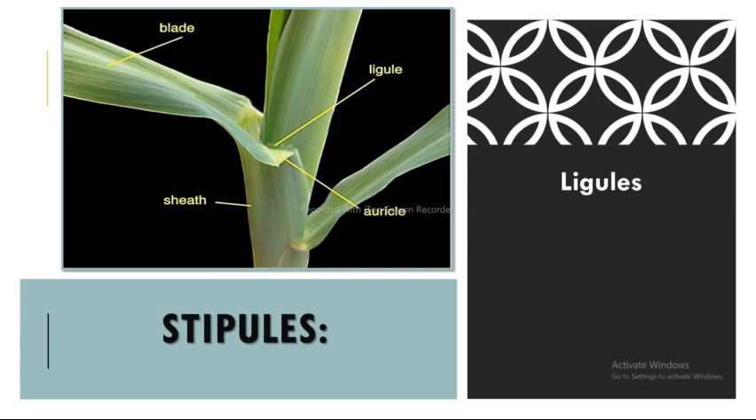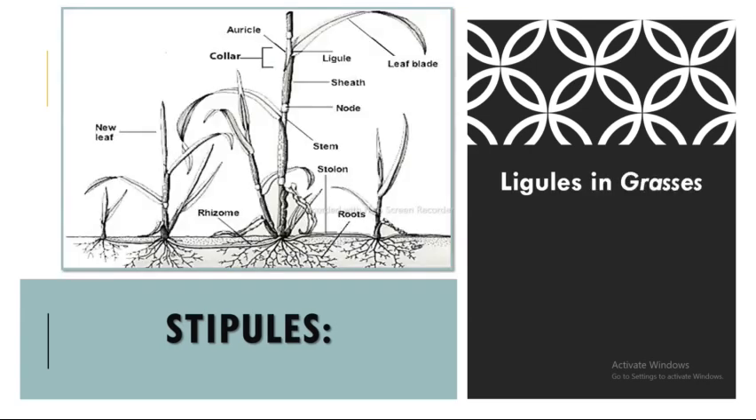So ligules, these are mostly the membranous or hairy structures occurring at the junction of the leaf blade and sheathing bases, and these are mostly found inside the grasses. So these are ligules in grasses. You can see this is a leaf blade, this is ligule, this is sheath of the leaf, node, stem, this is auricle, this is collar, and this is new leaf, these are roots, this is the stolon, and this is rhizome as shown in the figure.